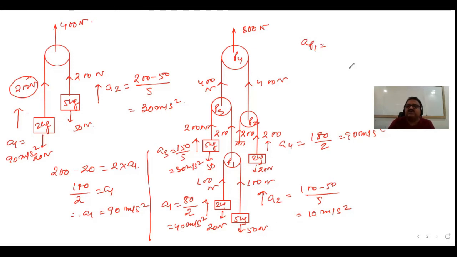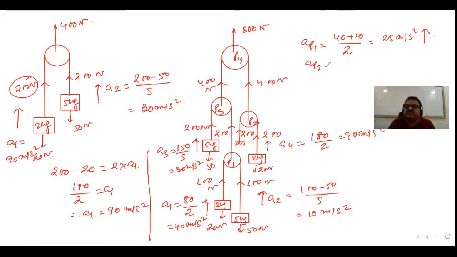This is upward. So 40 plus 10 divided by 2, that is 50 by 2, that is 25 meter per second square. And since the sign is positive, it is upward. Now in a similar manner, we can calculate the acceleration of P3, P2, etc.